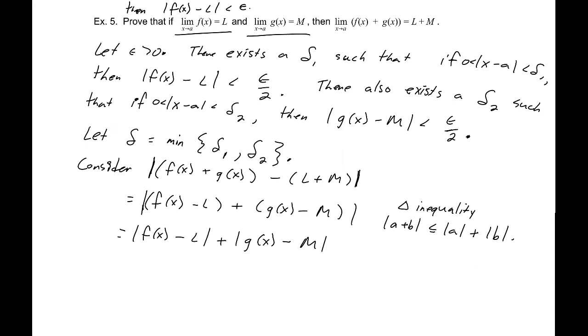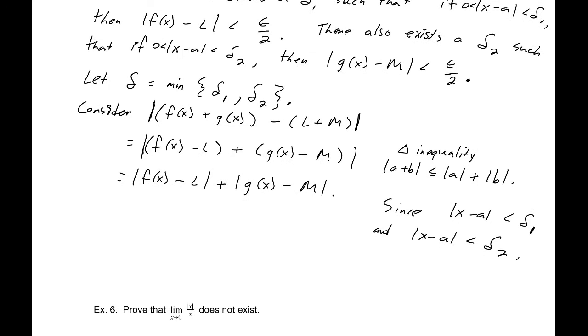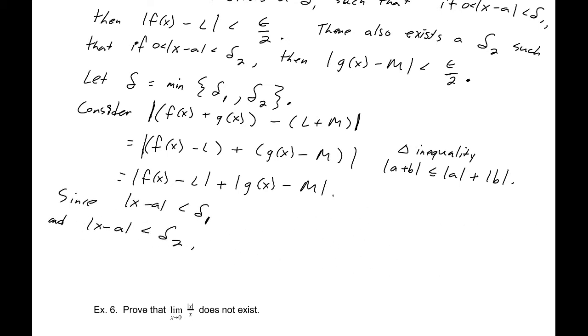Okay. Now, since the absolute value of x minus a is less than delta 1, and the absolute value of x minus a is less than delta 2, let's move this over here. Let me make sure I include that. So since both of those things are true, this means the absolute value of f of x minus L plus the absolute value of g of x minus M is less than epsilon over 2 plus epsilon over 2, which is equal to epsilon.